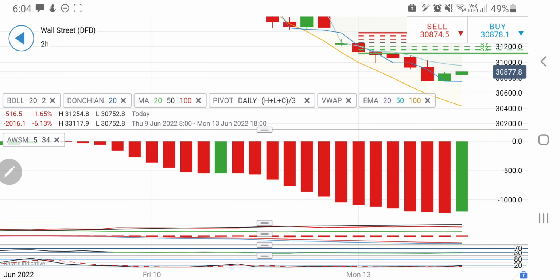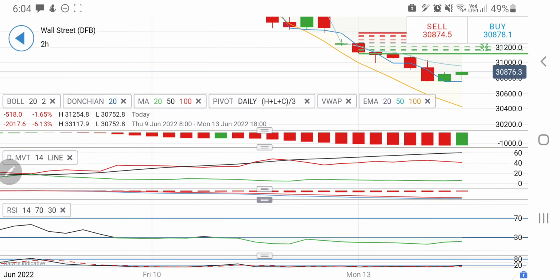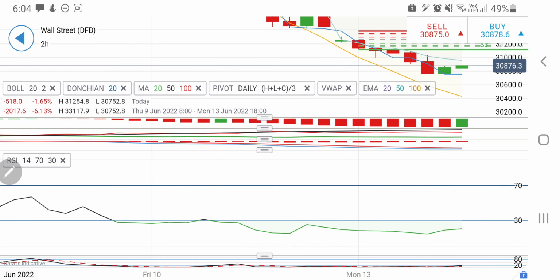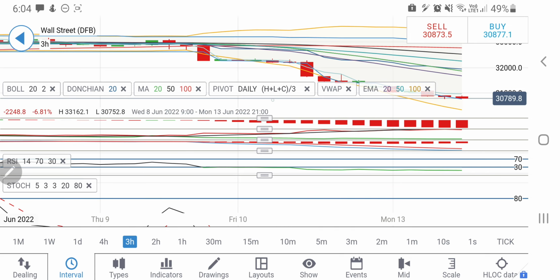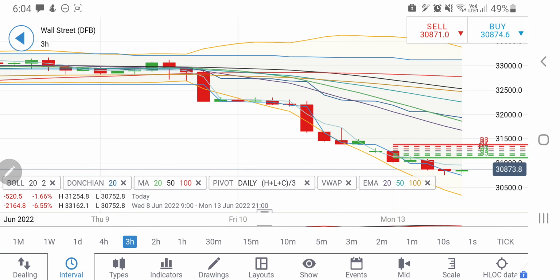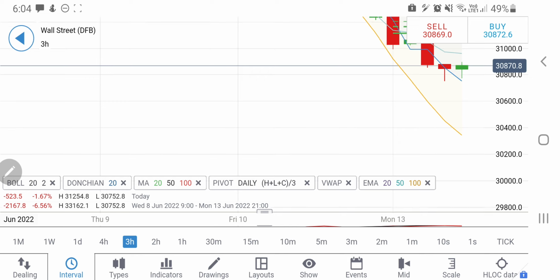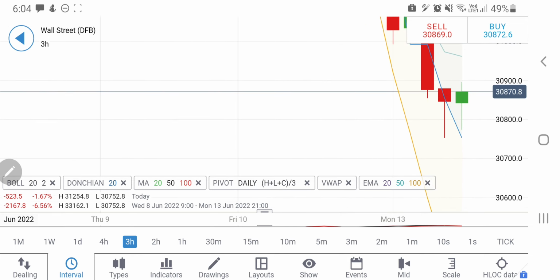We may see a few green candles there. The directional movement is bearish. The RSI 2 is oversold, and the stochastic on the 2-hour charts is oversold here. Similarly, on the 3-hour charts you can see it has shown higher highs, higher lows. It is trying to trade within this.